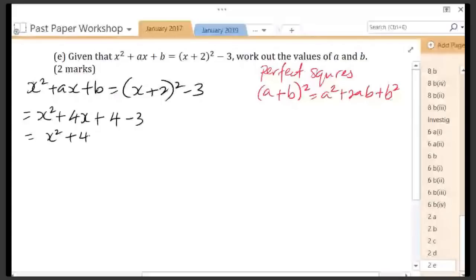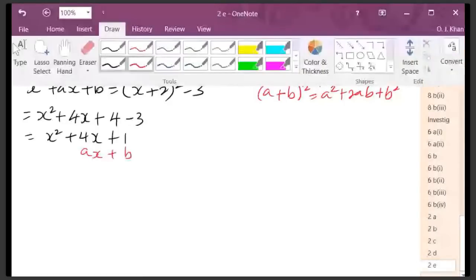So notice here, the coefficient of x here is a, and this is b, ax plus b. Okay, so therefore a is equal to 4, b is equal to 1.